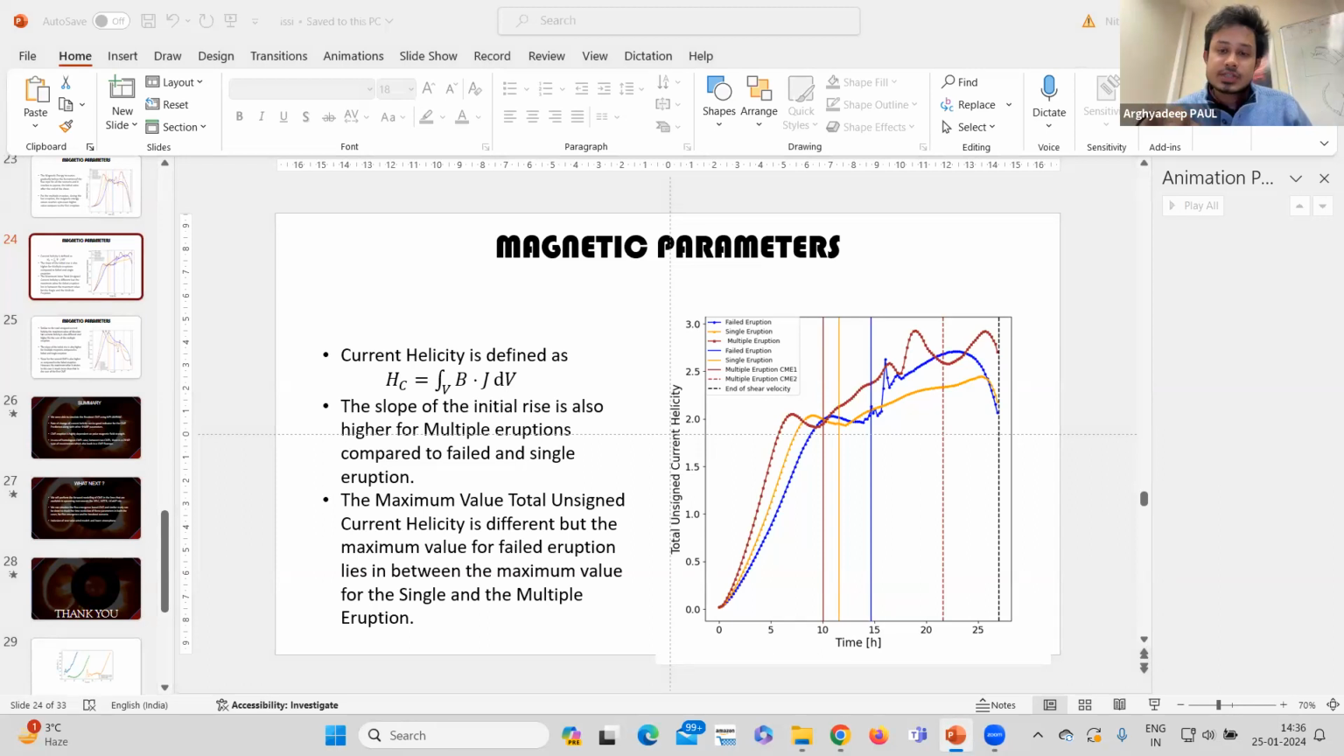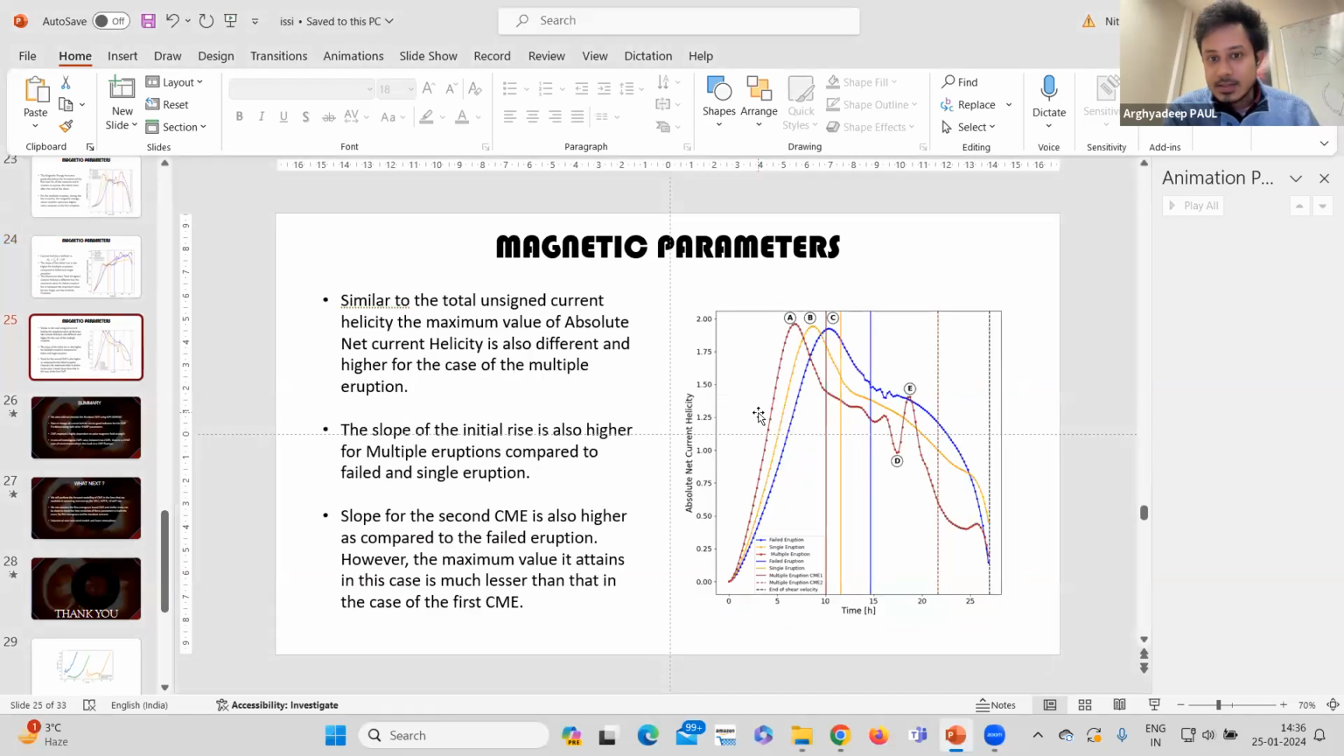So I also had a question about this particular plot, from the current helicity plot. I think it's the next one. Yeah. So from this, you inferred that it's also the slope of the increase that matters, and that for the failed eruption you have the least slope, and therefore probably you do not have an eruption. But if you look at the blue line, you do have fluctuations. So does it also matter at what level the slope takes the current helicity to?